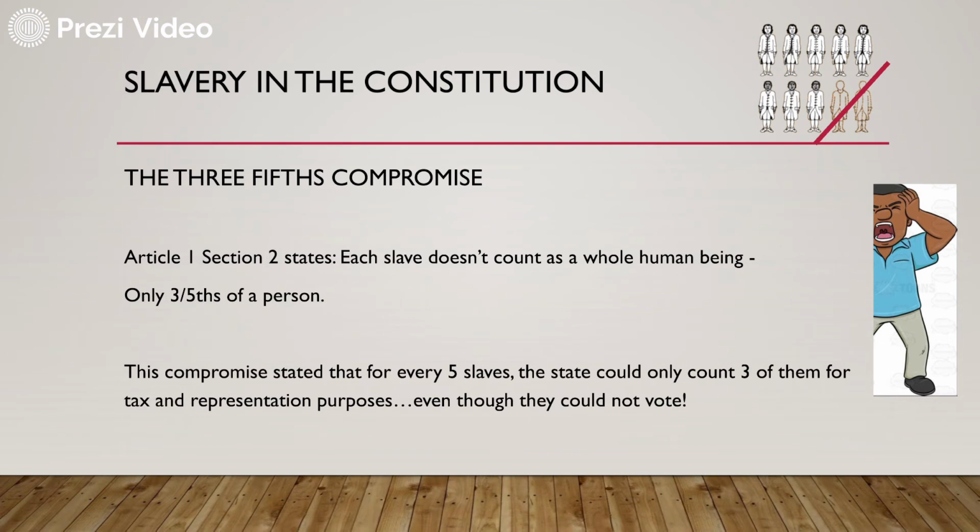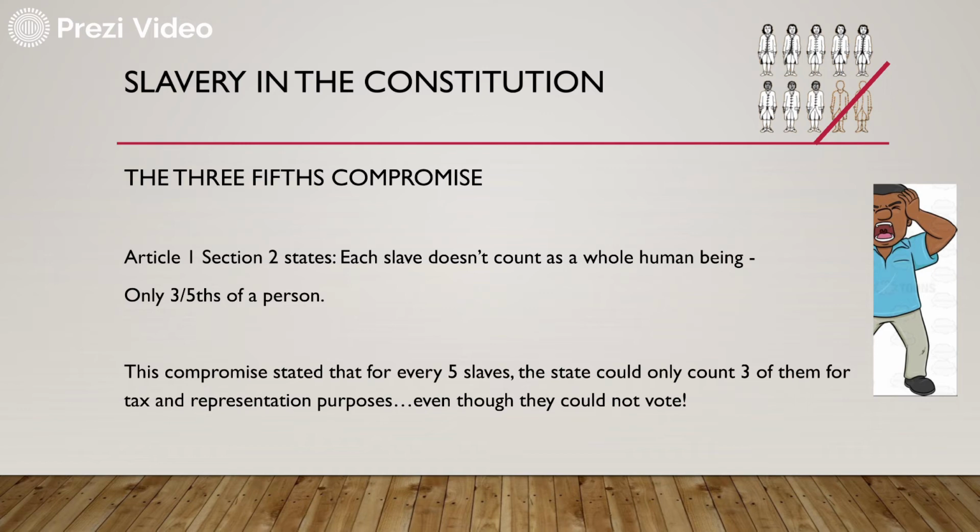So we can see how it was written up in the Constitution originally. In Article 1, Section 2 of the Constitution, the compromise was made so that the North and South would agree to ratify the Constitution. The compromise was that each slave wouldn't count as a whole human being. They would count as 3/5 of a person.